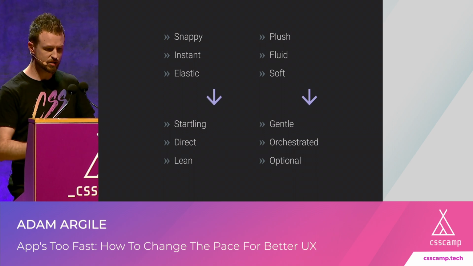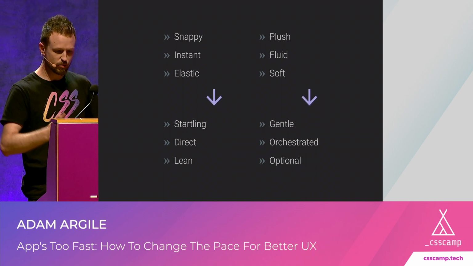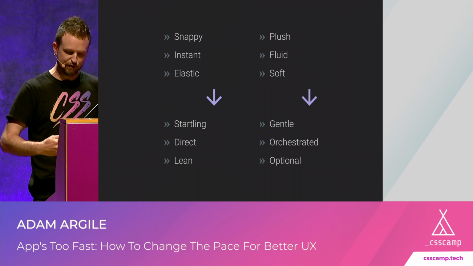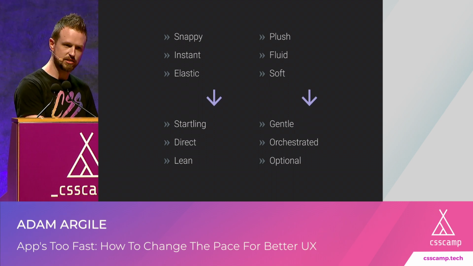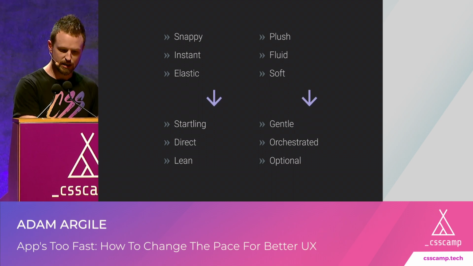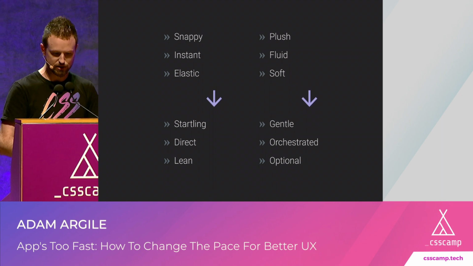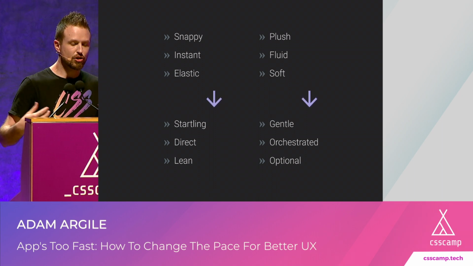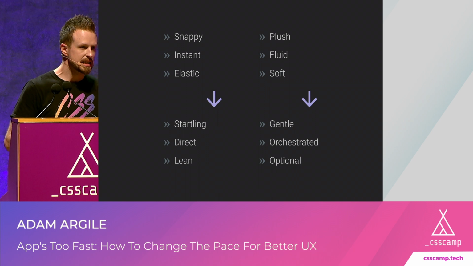So these are some of the words that we've thought about, and I want to talk about how those make me feel. So on the left, we have snappy, instant, and elastic. These are the typical attributes that we like in our applications. And those, to me, are generally startling, direct, and lean.